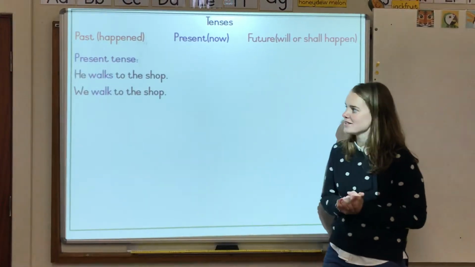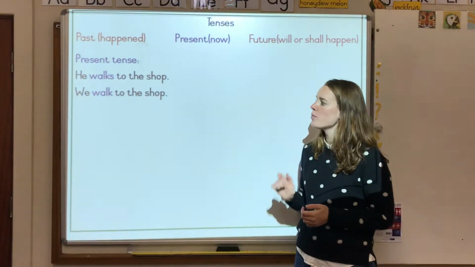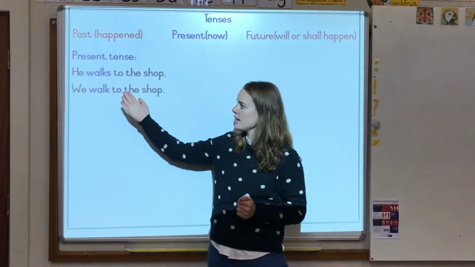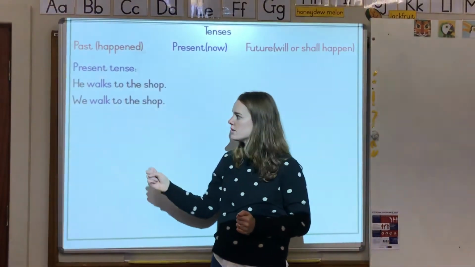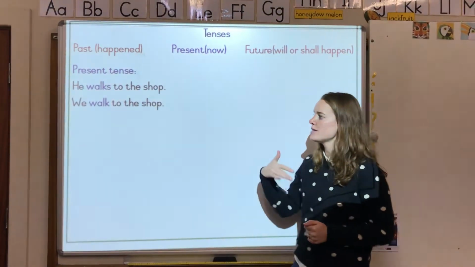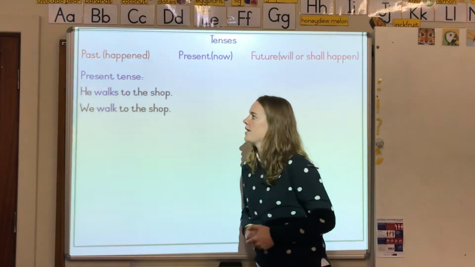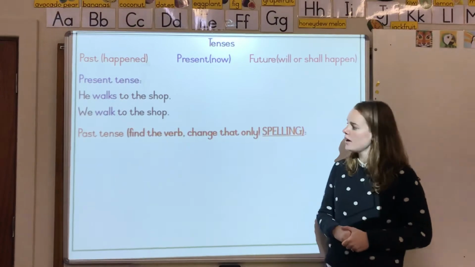So let's start with present tense. He walks to the shop, we walk to the shop. Both are happening now. Even though one has got an S at the end, that's because we're talking about one person. He walks to the shop. When we say the next one, we walk to the shop, we leave the S off. Okay, that's present tense.